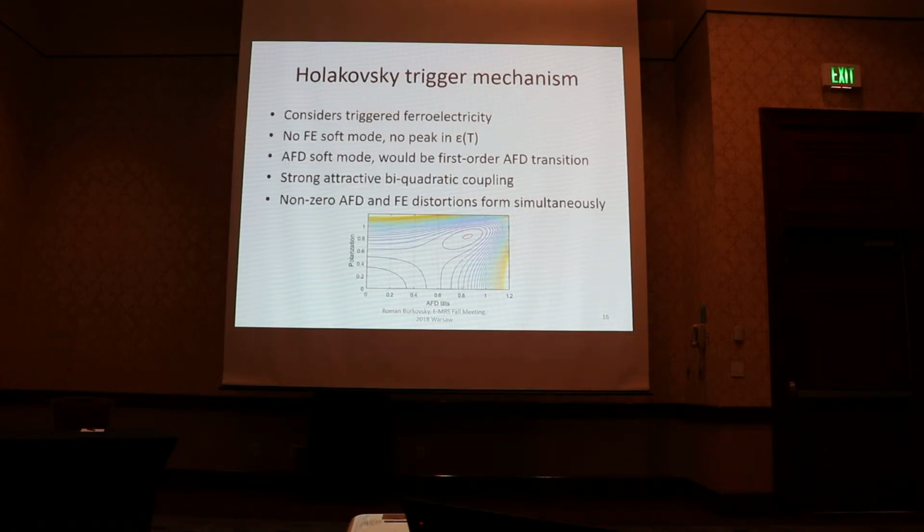This is very similar to a well-known example: the Holakovsky trigger mechanism for ferroelectricity. Holakovsky considers a crystal with no ferroelectric soft mode. So there is no peak in epsilon, and nothing predicts any ferroelectricity. But there is an antiferrodistortive mode, which in principle could lead to the antiferrodistortive phase transition. But this doesn't happen because of the strong attractive biquadratic coupling between these two order parameters. So instead of getting the AFD phase, we get simultaneous appearance of both AFD and ferroelectric distortions at the same temperature. This is governed by this minimum in the potential, which is deeper than the potential minimum here. So when the AFD mode softens, some minimum should appear here, but this minimum is more decisive. This is the Holakovsky trigger mechanism.